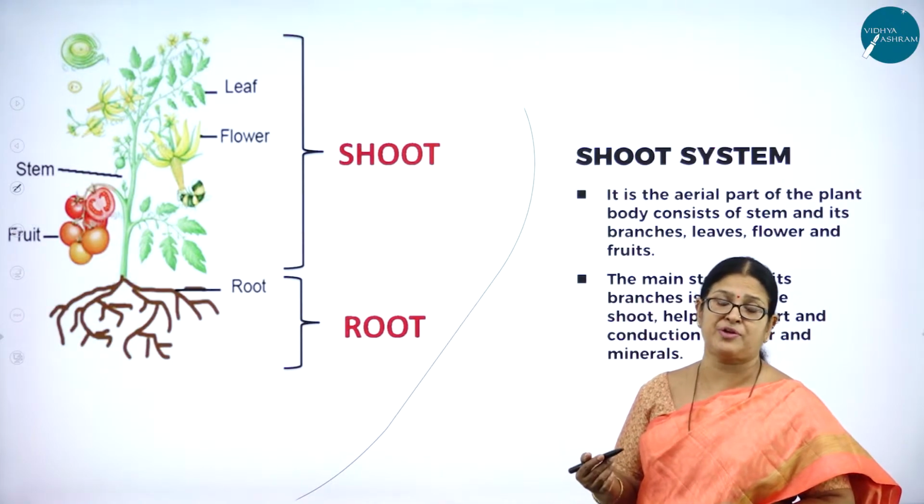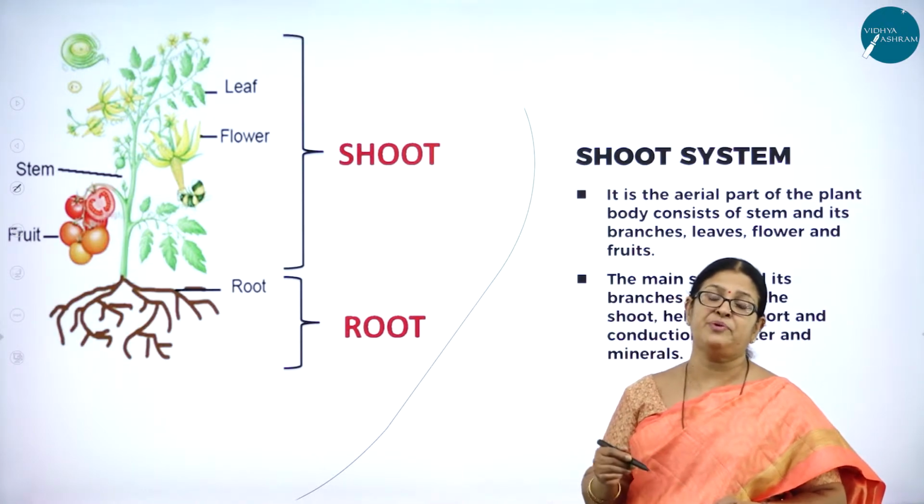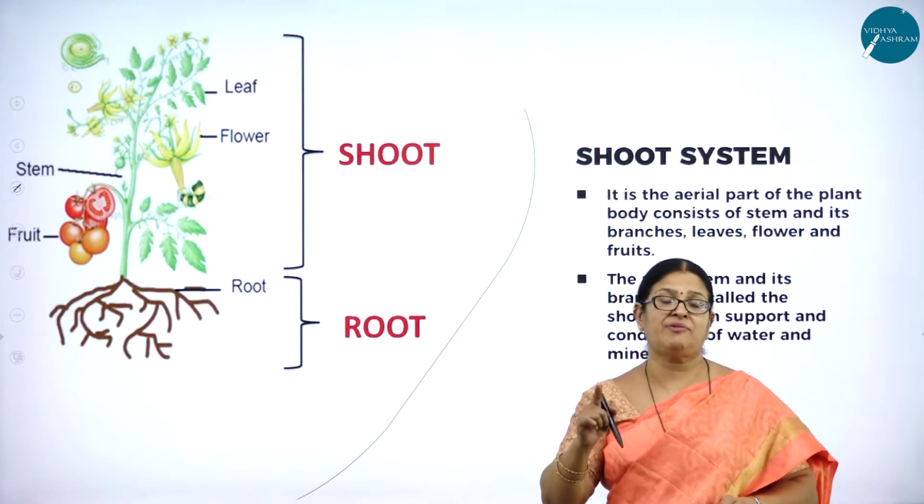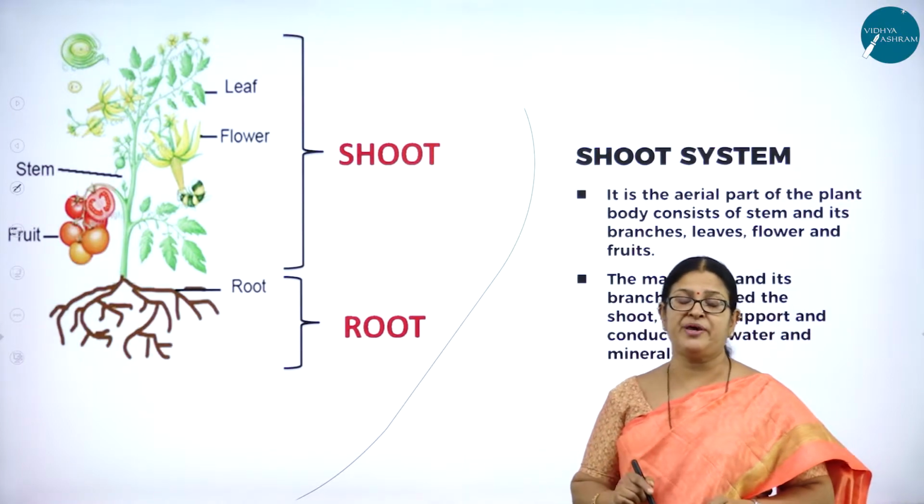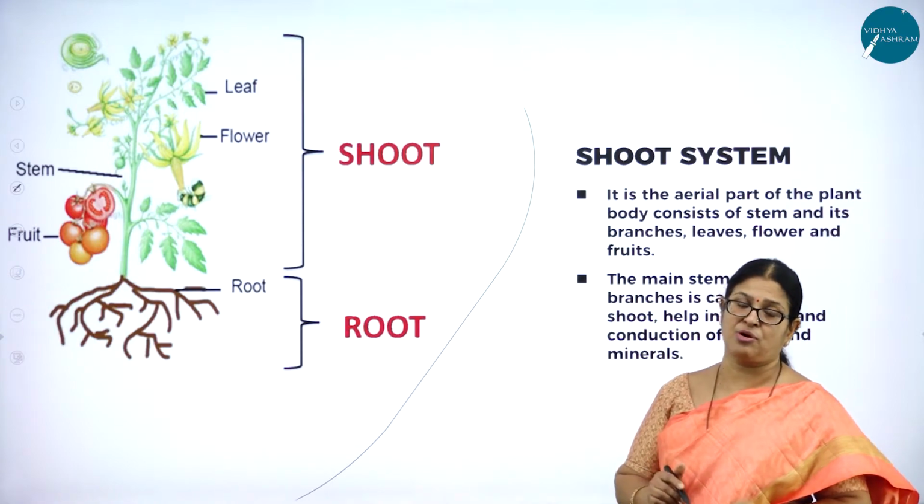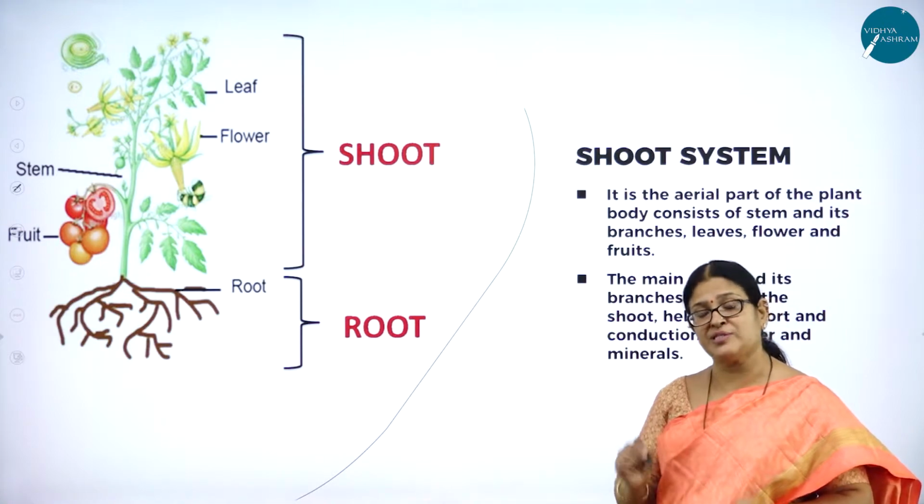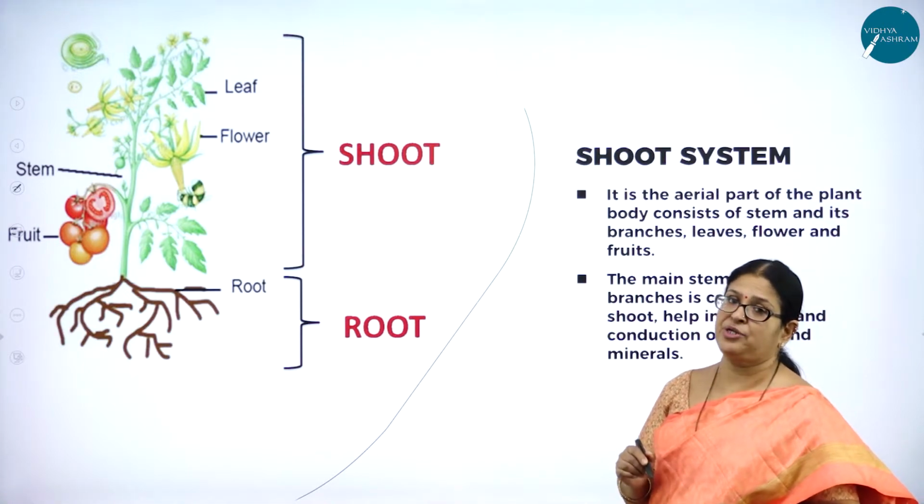Taproot system develops from the radicle of a seed. Fibrous root system develops from the base of the stem, and the adventitious roots neither develop from the radicle nor from the base of the stem. They develop from any other part of a plant body. Such roots are called adventitious roots. Comparatively, the root system is much simpler than the shoot system.